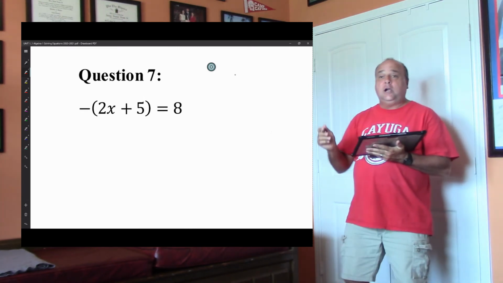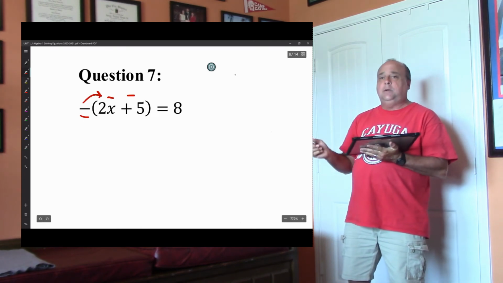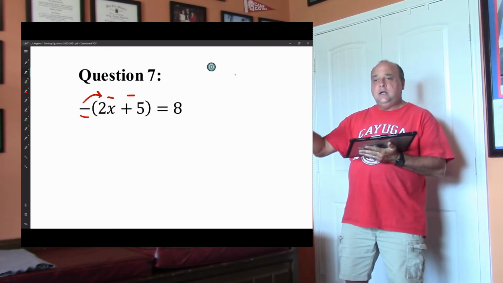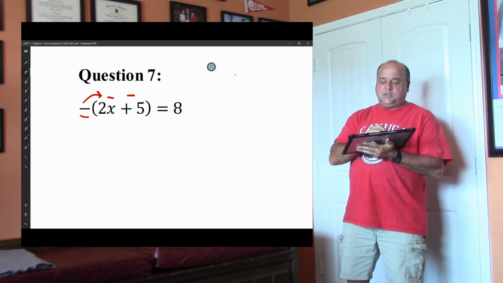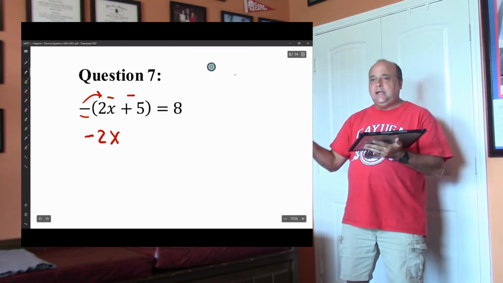Notice our bluebell truck is just a negative sign. So we're going to take this negative sign and distribute it. And then we're going to get sign, number, letter. So a negative times a positive is a negative. The number's 2, the letter's x. See how easy that is.